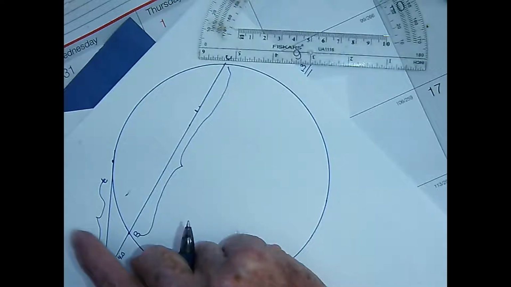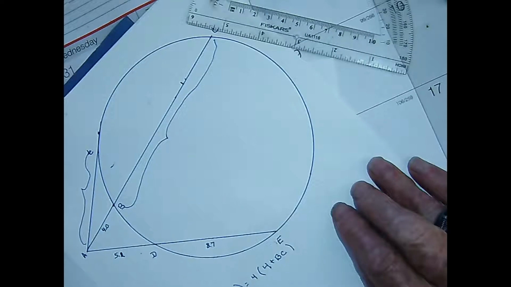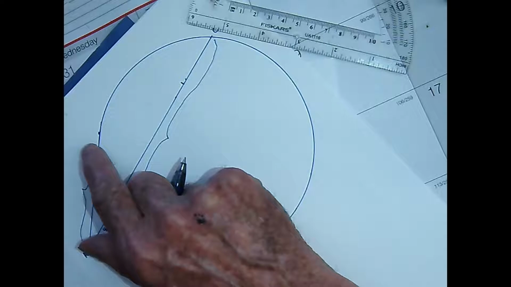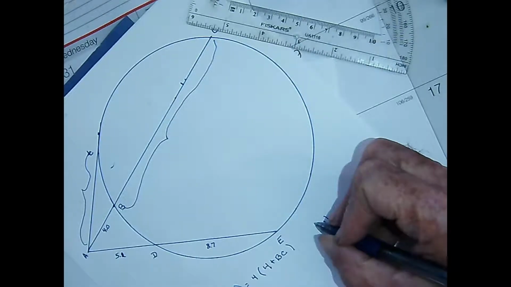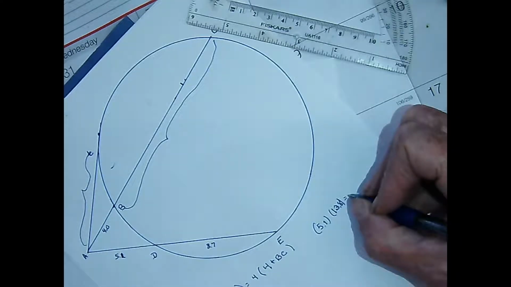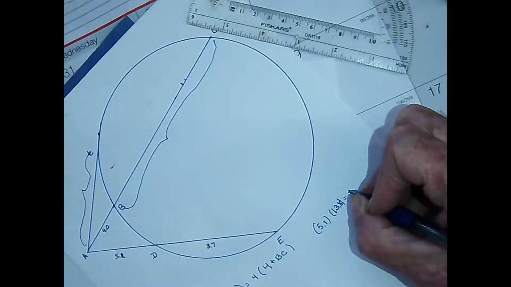So what about that tangent segment? How long should it be? What I should remember is the exterior part times the full length is equal to the tangent squared. So that 5.1 times that full length, 13.8, ought to equal the tangent squared. I'll call it TA squared.